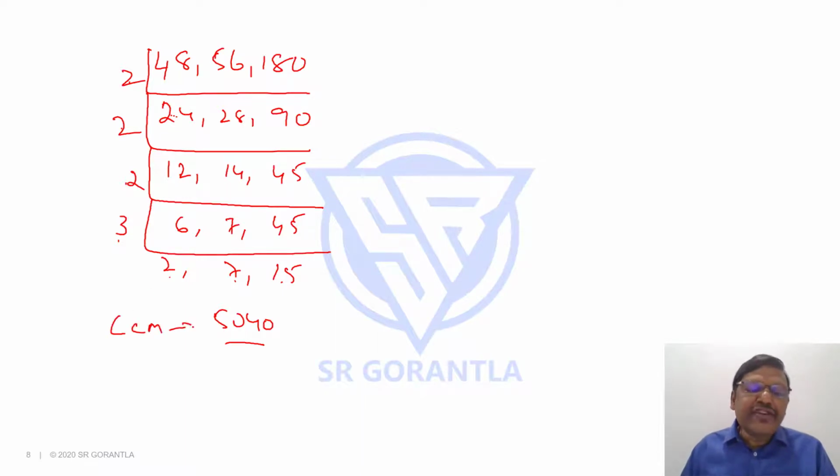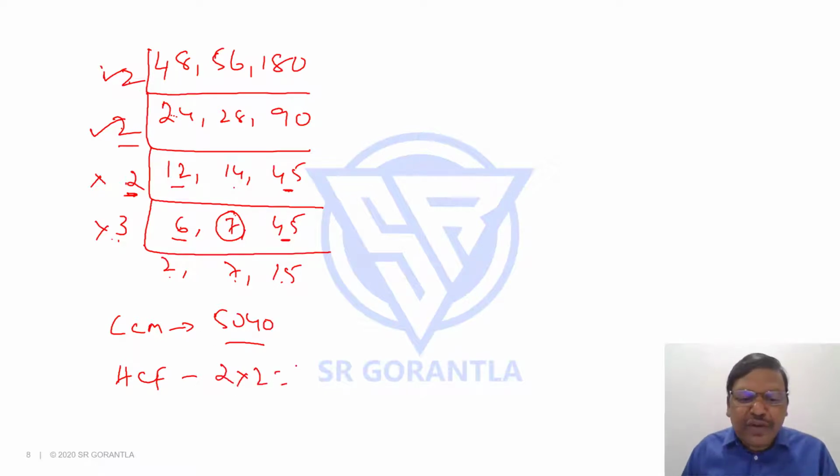Now, what does the HCF mean, students? What have you taken common here? You have taken only 2 as common for all the three numbers. This 2 is also common for all the three numbers. But this 2 you have taken out of 12 and out of 14, but you have not taken it out of 45, so I cannot take this. 3 you have taken common only from 6 and 45. From 7 you have not taken common, hence I cannot take it. So what is the HCF? 2 into 2, only 4.